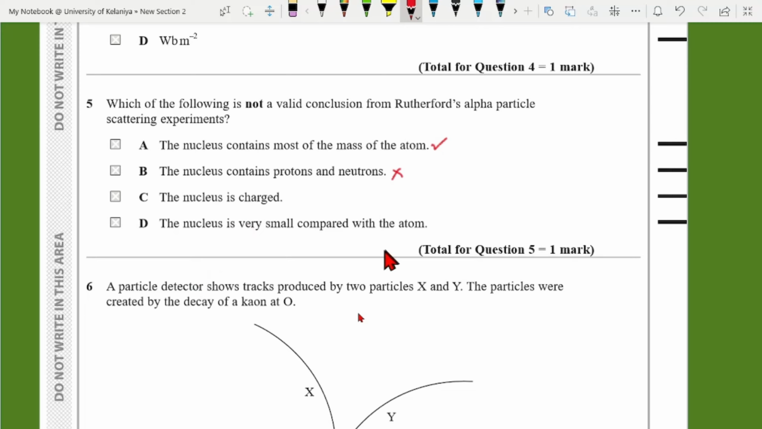And the nucleus is very small compared with the atom. That is also correct. And most of the atom is empty space. There are few conclusions, right? This is also correct. So the answer is B, the incorrect one.